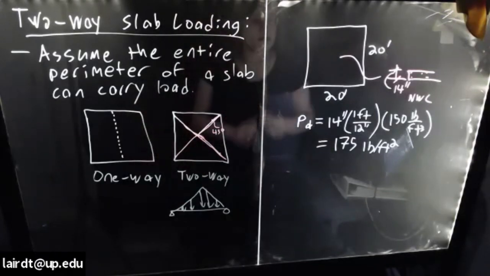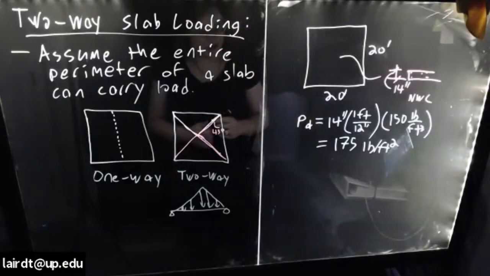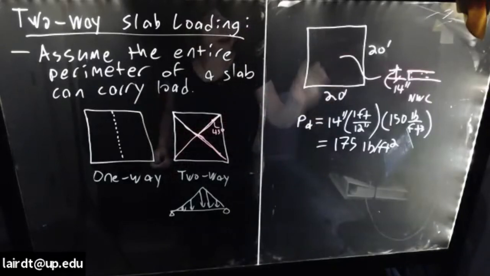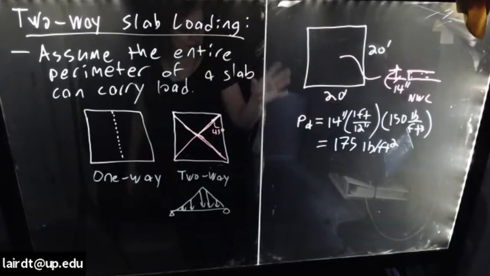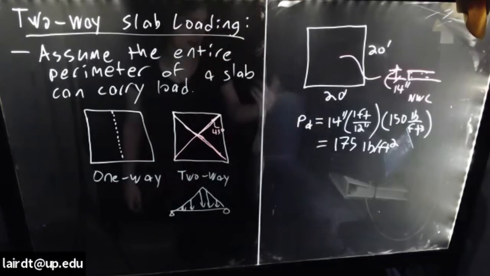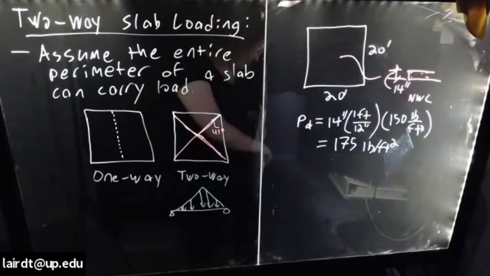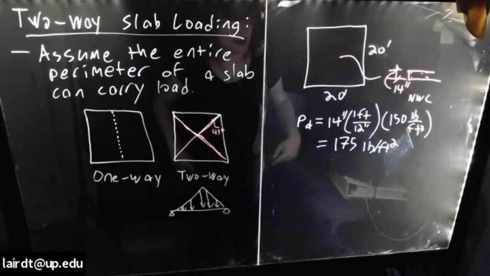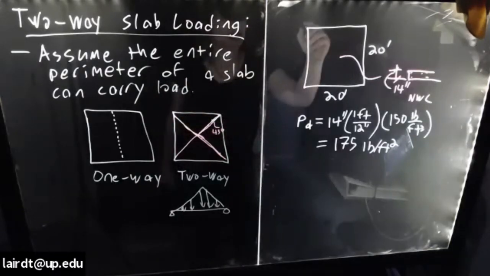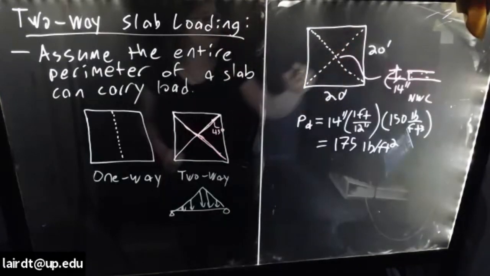Okay, so we want to go and divide. We have our area load, and now I want to transform this into a line load that I could then use for, say, the design of my beams. So let's look at how I'm going to divide this slab. Because this is a perfectly square slab, and I'm going to assume two-way loading, it's going to be nice and simple, at 45 degree angles, like so.